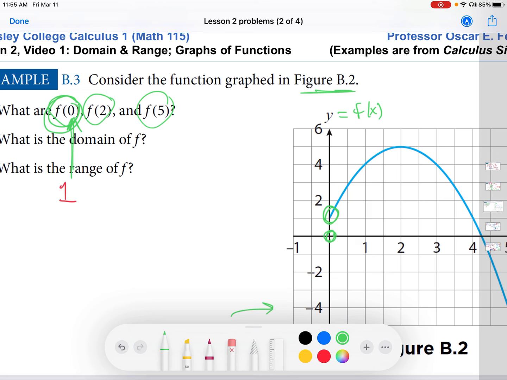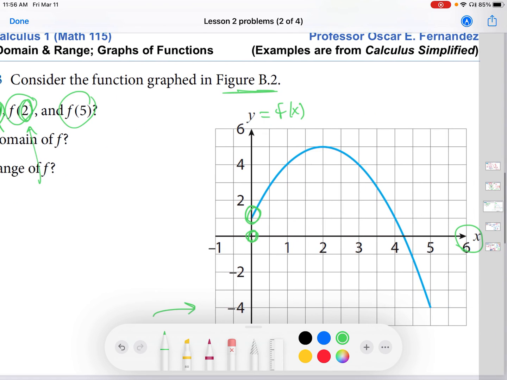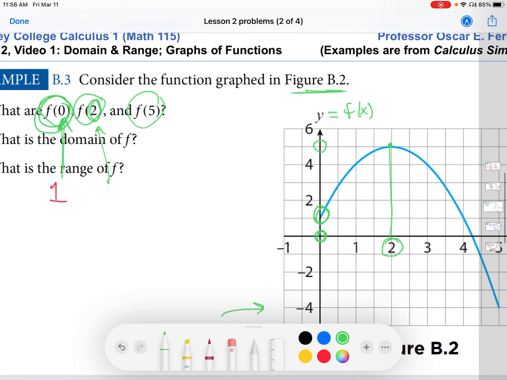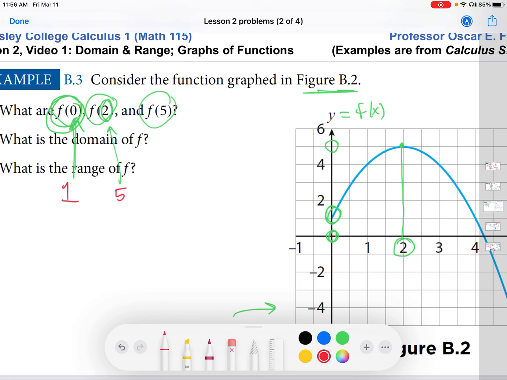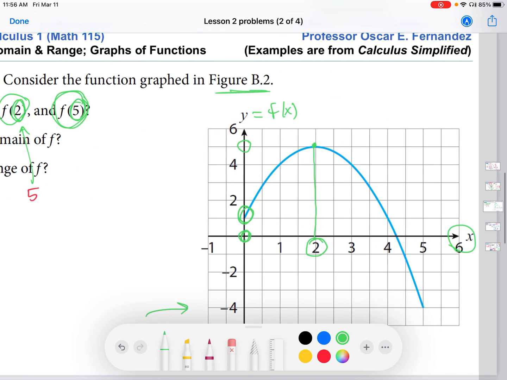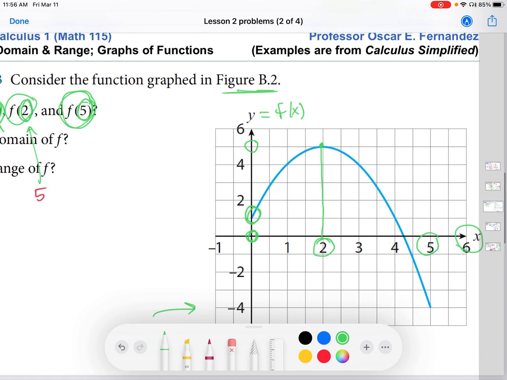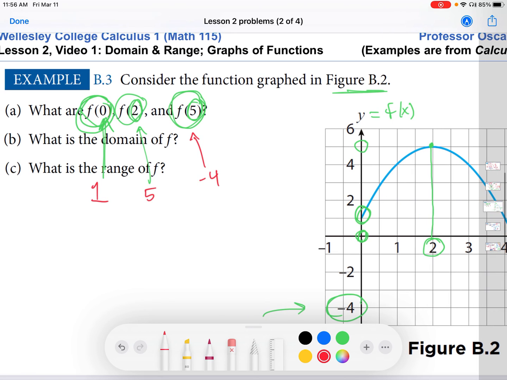Okay. Similar thing, what about f of 2? Well, we want to go to the x equals 2 location. X equals 2 is here, and then we want to find where the y value is. We have to go all the way up to here. That looks like it's 5. So f of 2 is 5. And then f of 5, well, we want to go to x equals 5 over here, and then search for the y value. We have to go down here, and that gives us negative 4. So f of 5 is negative 4. Great, so those are our y values.